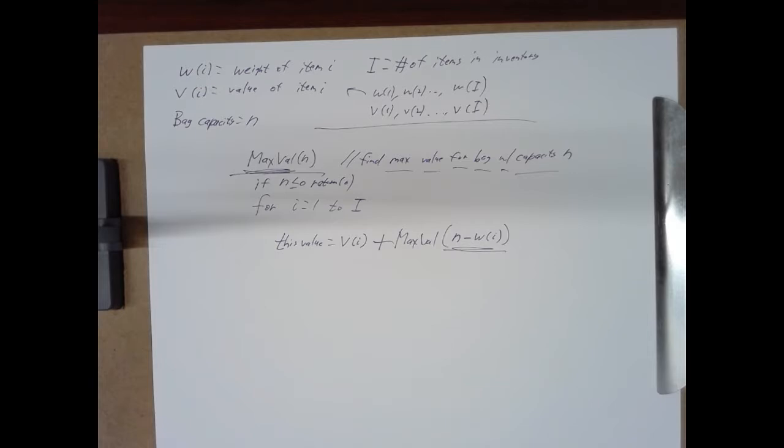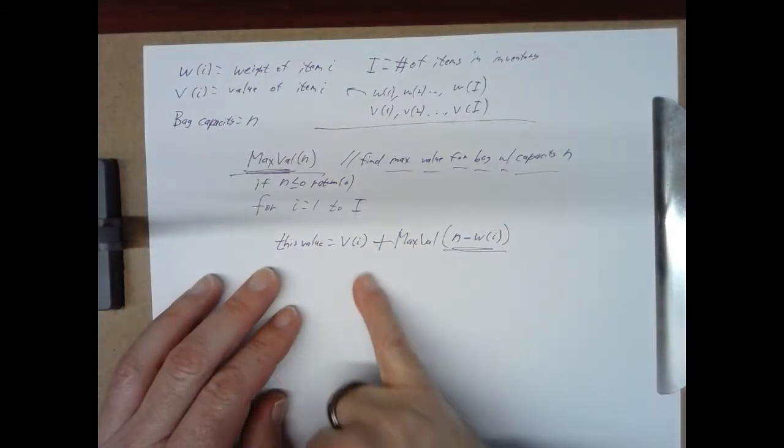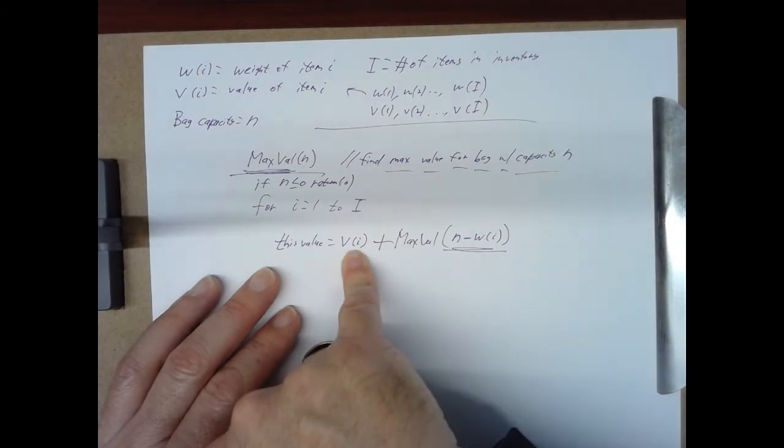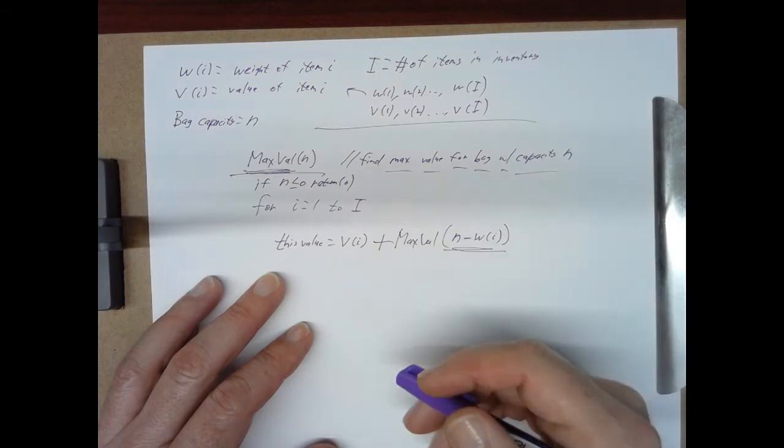So n is the capacity of our bag, which may already have 20 items in it, right? But for this particular instance of MaxVal, we're saying my bag can hold N pounds. What's the maximum value of stuff I can put in? And this loop is trying all the cases where we put exactly one item in, right? So we try putting in item 1, we get this much value, and now our bag is diminished by whatever the weight of item 1 is.